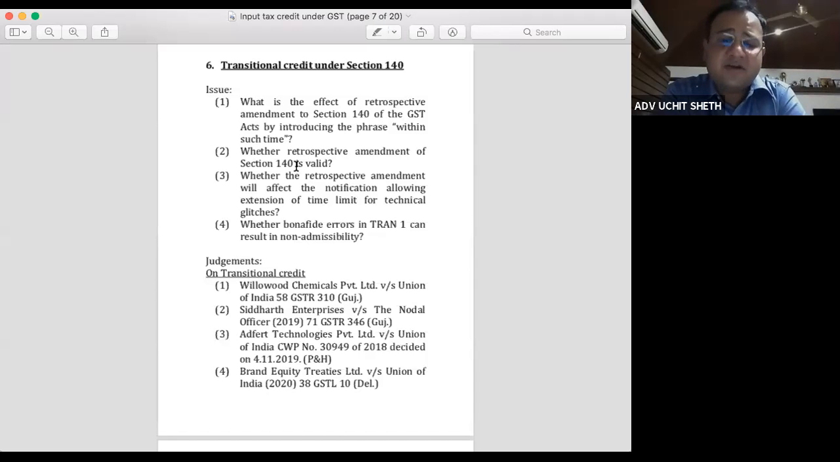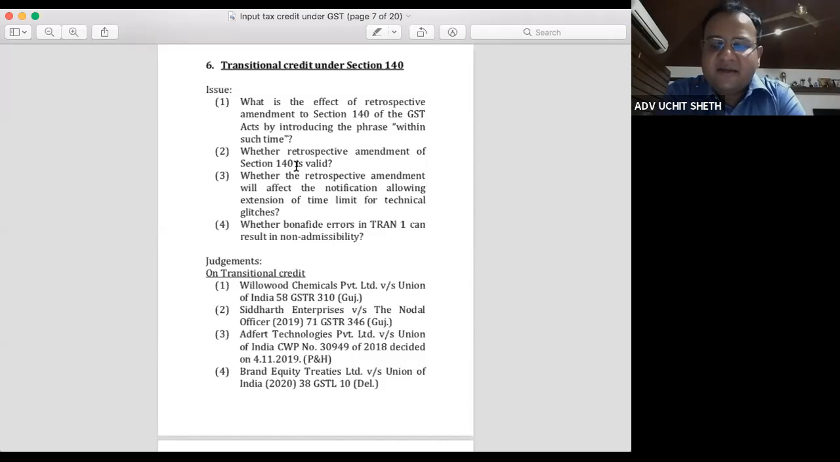Another subsequent development was that thereafter government filed a review application against the judgment of Siddharth Enterprise on the ground that it was contrary to the earlier judgment of Willowwood Chemicals. Gujarat High Court has recently dismissed the review application on the ground that they stick to the judgment which they delivered, and according to them, Willowwood Chemicals was not correctly decided, and it did not take into consideration the correct aspects that input tax credit is a vested right in the SSE.